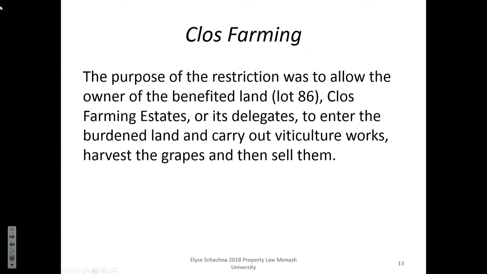So a caveat is something that you lodge to try and show that you've got an interest in land, and to give notice to all on the register that there is an interest, this being perhaps an easement in this case. So the question was, was there a valid easement? At first instance and appeal, it was held that this was an easement for vineyard, and it was not an interest in land, therefore not caveatable. So therefore this was not a valid easement.